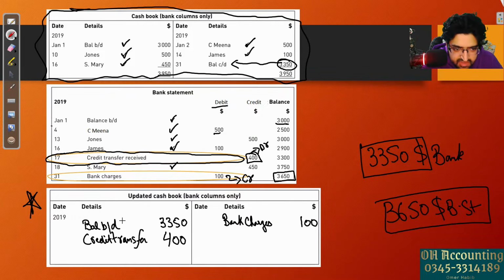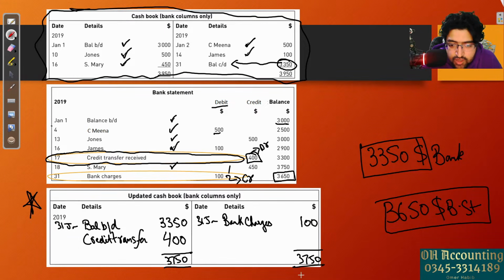Okay. When do we update the cash book? On the last day of the month when we receive the bank statement, or on the first day of the next month. Now, let's balance this. Let me use my calculator. 3350 plus 400 gives me 3750. So this is obviously the heavier side. 3750.